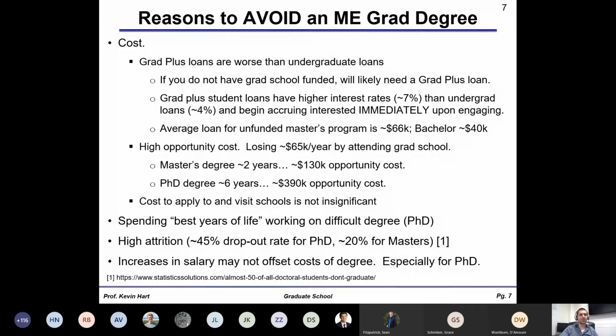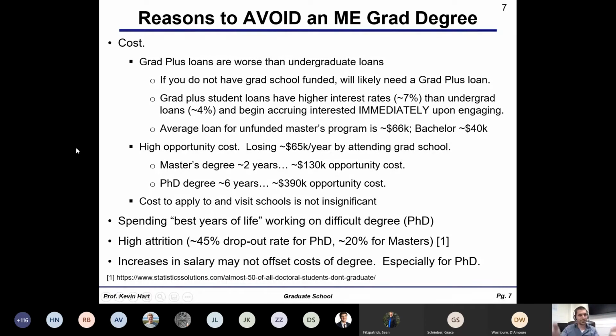So if you're going to go to grad school and pay for it yourself, you need to be aware of this. It's not really something that people know and understand and talk about, but it is true. Okay? Grad PLUS loans, as they're called, you can Google this yourself, have higher interest rates, generally about 7%. It's creeping up from there even a little bit now.